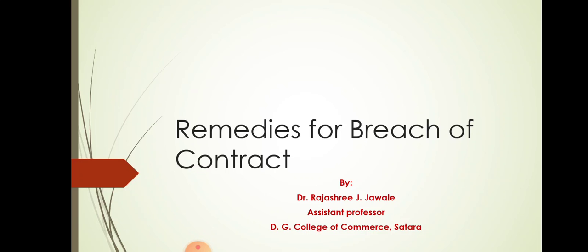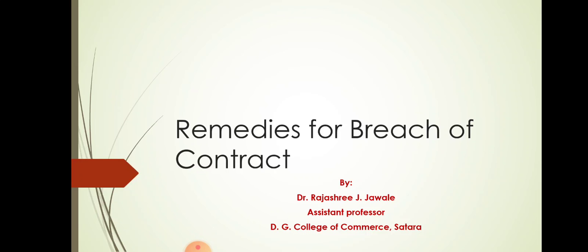Dear students, today we will discuss remedies for breach of contract. A contract creates rights and obligations of the parties. The parties have to perform their respective obligations, but when one of the parties repudiates the contract by refusing to perform it, he is said to have committed a breach of contract. In case of a breach of contract, the law provides the following remedies to an injured or aggrieved party.